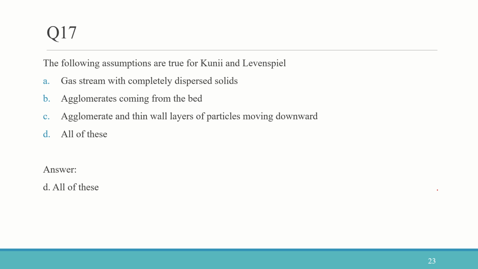Because if you remember, in the Cooney-Eleven spills model, the assumption is that there are three phases. One is the gas phase with completely dispersed solids, second is the agglomerate coming from the bed and moving towards the top, and third is agglomerate and thin layer of particles moving downward. So all three are considered for the Cooney-Eleven spills model. So the answer to this particular question is all of these.